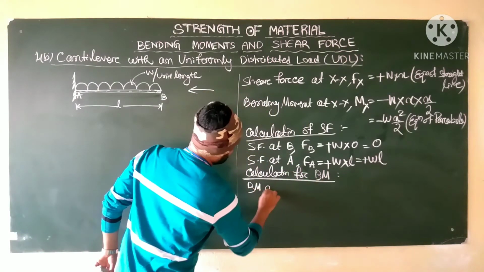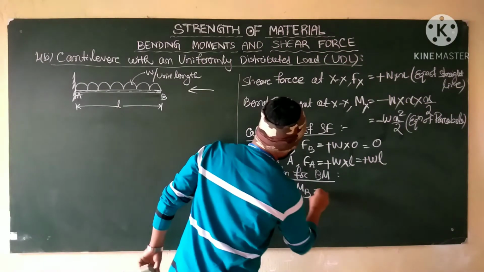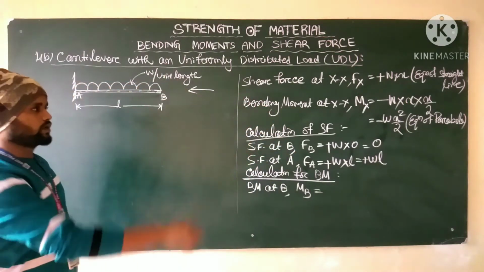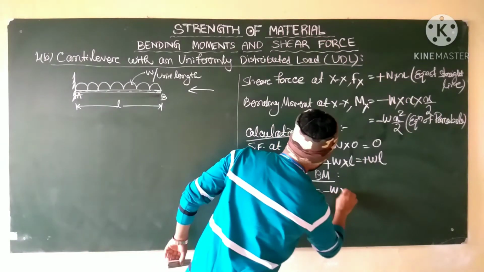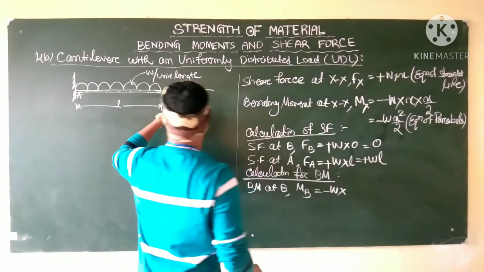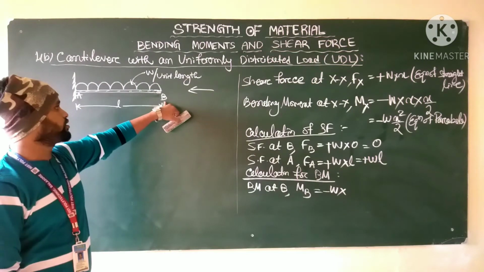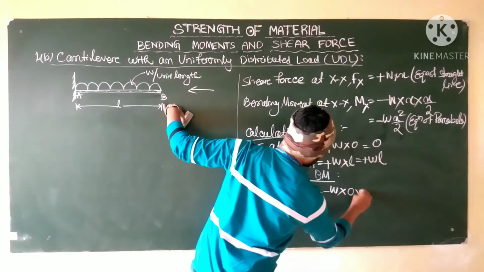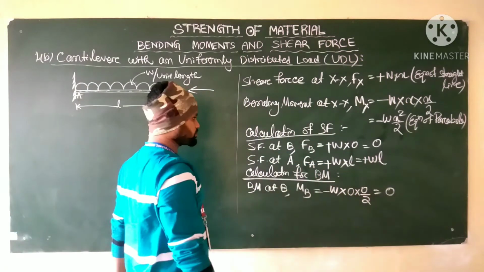First, bending moment at B, that you can say MB equal to, the formula is minus W into x by 2, W into distance by 2. So minus W into, as we are calculating the bending moment at B, the distance is how much? 0 into distance by 2, that you can say 0.